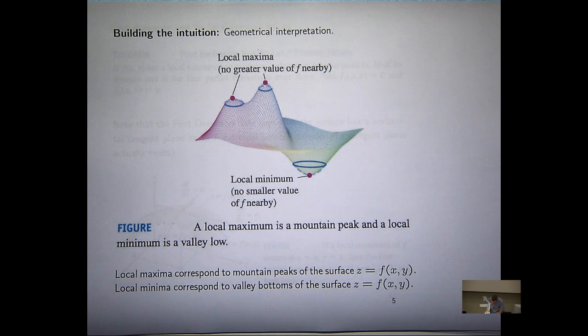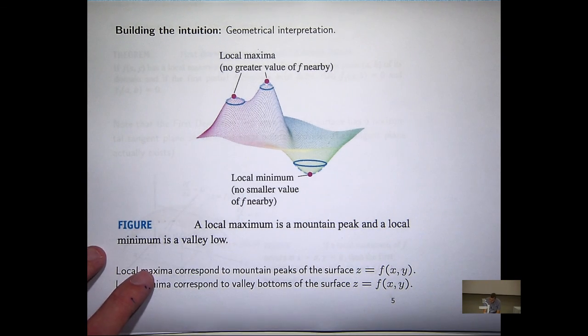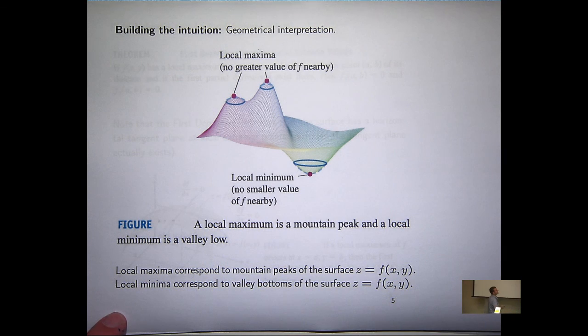Okay, so let's build on our intuition. I guess the last couple of graphs hopefully have given you a taste of what we mean geometrically when we say a local max or a local min. Well, have a look at the following surface, just a general surface, right? When we talk about a local max, it corresponds to one of these mountain peaks. When we talk about a local min, we're talking about a valley bottom or a valley low down here.